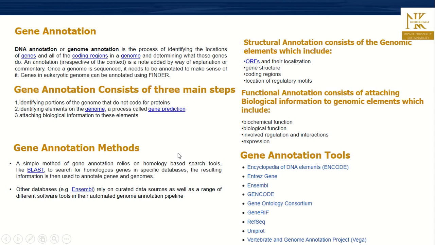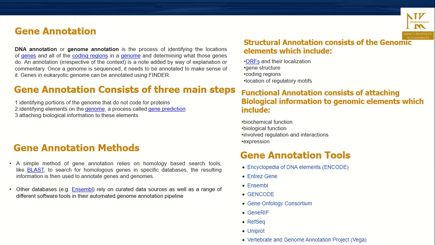Then gene annotation is the process of identifying the locations of genes and all of the coding regions in the genome and determining what those genes do. It is important. We are not just looking at the location, we are looking at what that gene does. And we've said earlier that it is based on our pre-existing understanding of what that particular gene does, as in the case of insulin and other genes of interest.